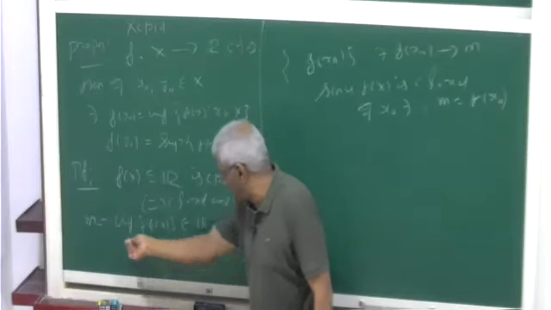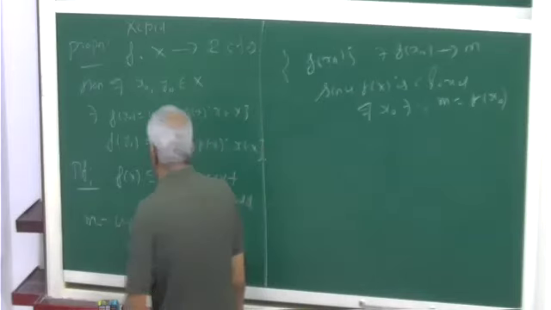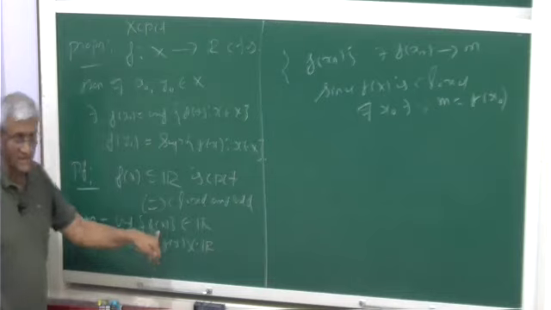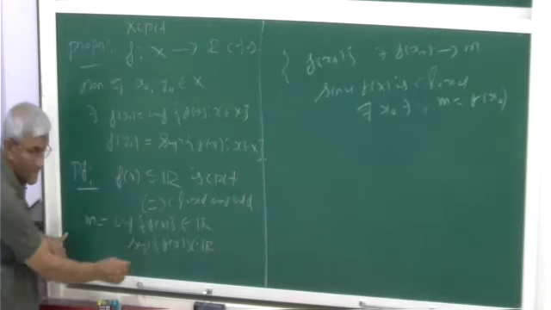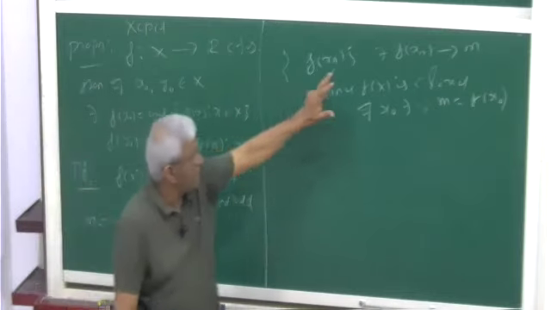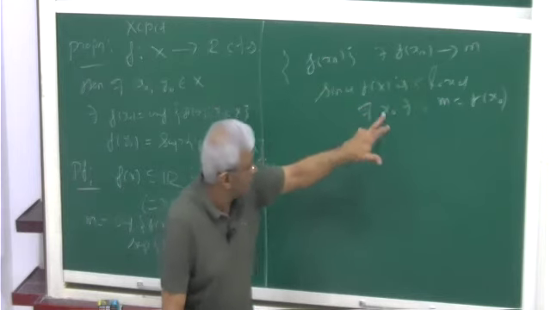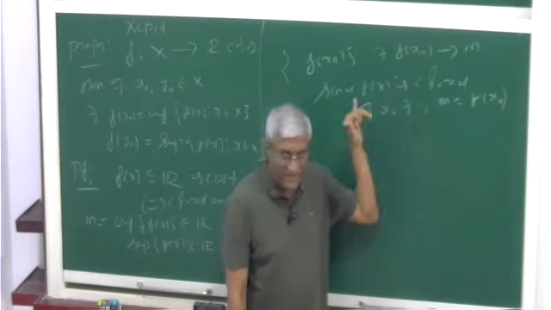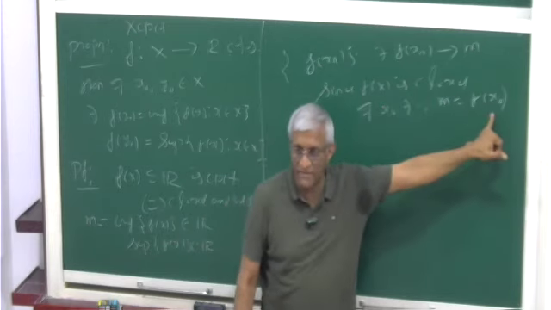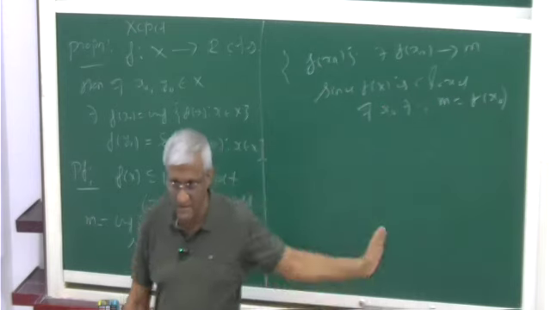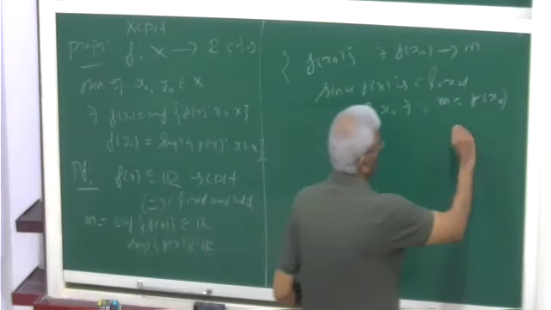But then by definition of the infimum, there will exist a sequence in this set which will converge to that. Supremum, same argument. So f of xn will converge to that. But since f of x is closed, that limit should be inside f of x. That means there exists an m equal to f of x naught. So it is clear.